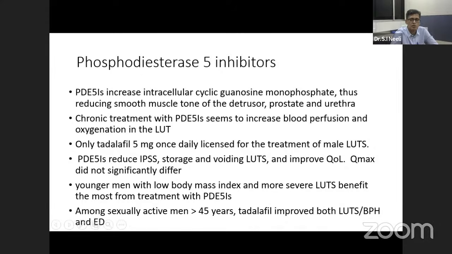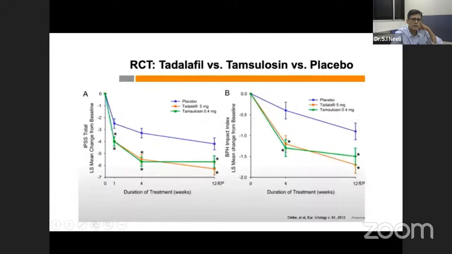Younger men with low body mass index and more severe LUTS benefit the most from the treatment. IIEF scores are also improved. In a randomized controlled trial comparing tadalafil and tamsulosin, the effect of tamsulosin and tadalafil is almost comparable, while both are significantly higher when compared to the placebo. Same thing with the BPH impact index. Compared to the placebo, both tamsulosin and tadalafil have significant improvement in the BPH impact index, but amongst themselves, they are quite comparable.